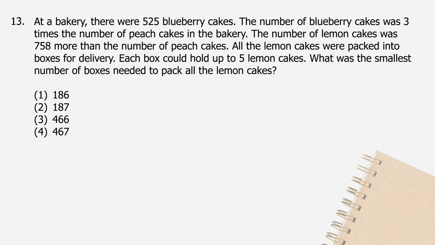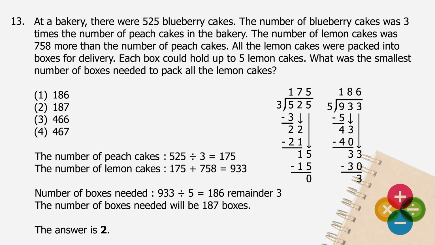The number of peach cakes will be, divide 525 by 3, and the quotient is 175. The number of lemon cakes will be, add 175 to 758, and the sum is 933. The number of boxes needed will be, divide 933 by 5, and the quotient is 186, remainder 3. As there is a remainder of 3 cakes, we will need one more box for the 3 cakes. The number of boxes needed will be 187 boxes. The answer is 2.